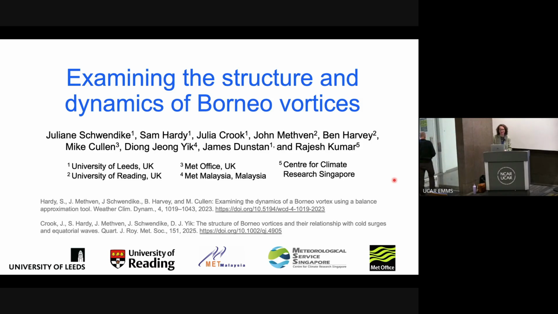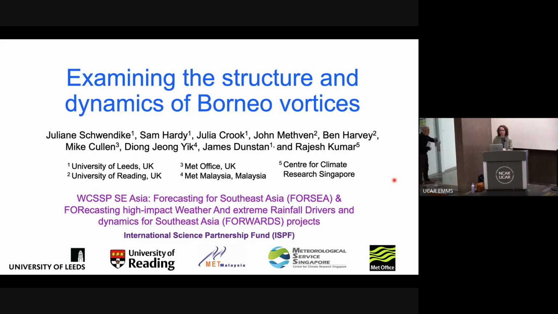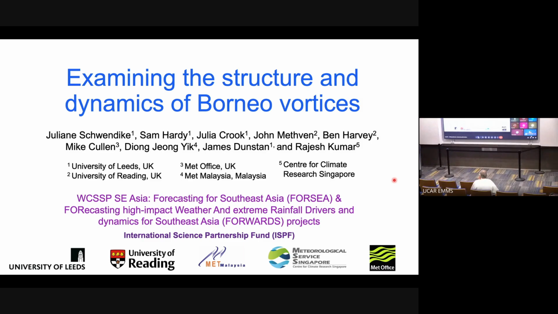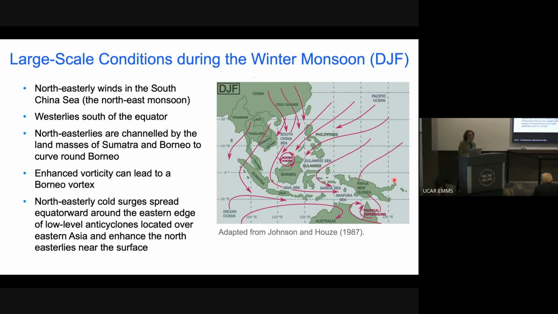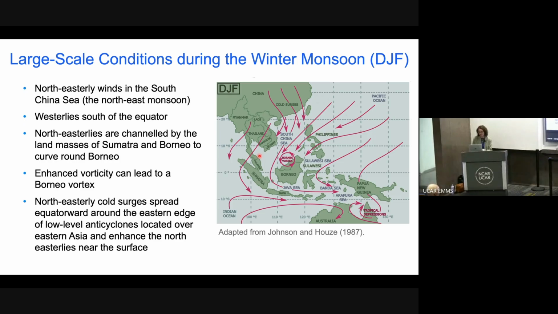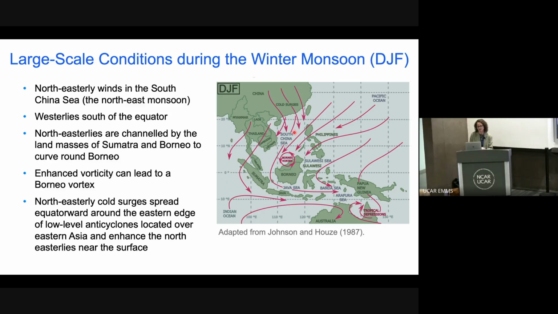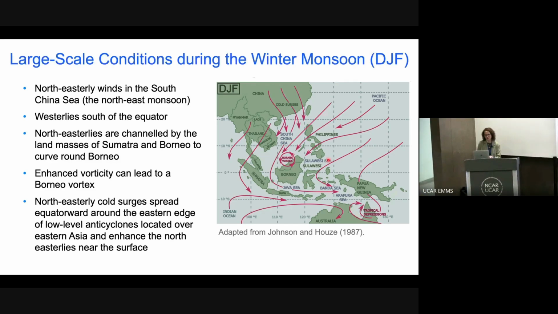Yes, so the topic of my talk is examining the structure and dynamics of Borneo vortices. This work was done as part of two projects, funded through the International Science Partnership Fund via the Met Office. Borneo vortices are a synoptic scale phenomenon in boreal winter over the maritime continent, and the surface conditions are characterized by northeasterly winds pretty much everywhere in the northern hemisphere, and we have westerlies south of the equator. The northeasterlies are often strengthened by the occurrence of cold surges. So you can already see the background climatological state is cyclonic in this area, so any disturbance here can develop relatively easily into a Borneo vortex.